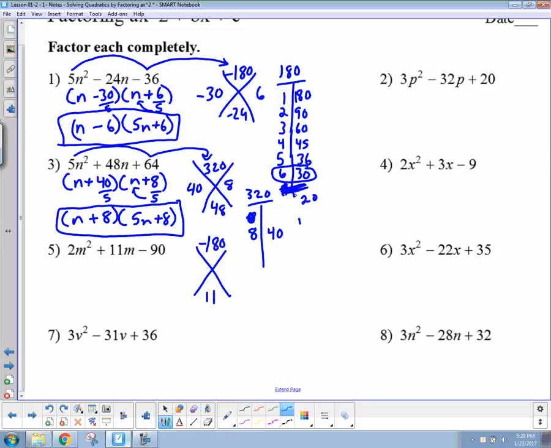There we go. 9 and 20. One of these has got to be negative. Since that's a positive 11, 20 minus 9 will get us the 11. So m plus 20, m minus 9, and again, don't forget to divide by 2. And we get m plus 10, bottoms up, so 2m minus 9.